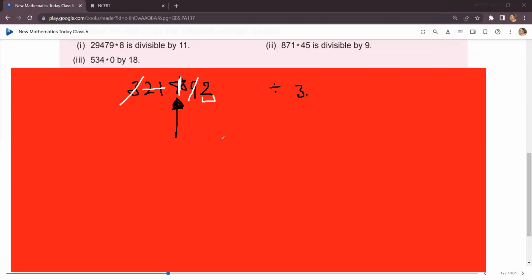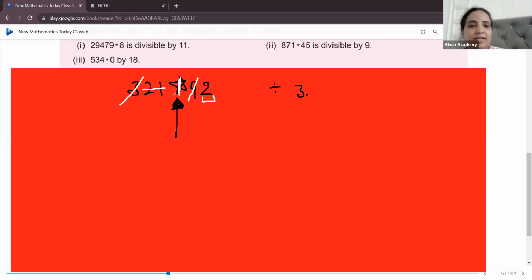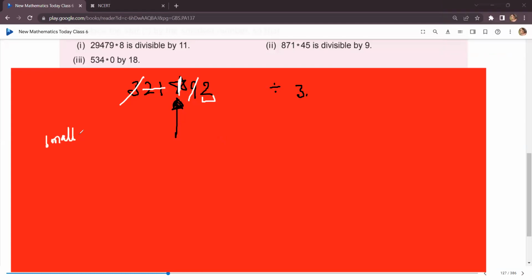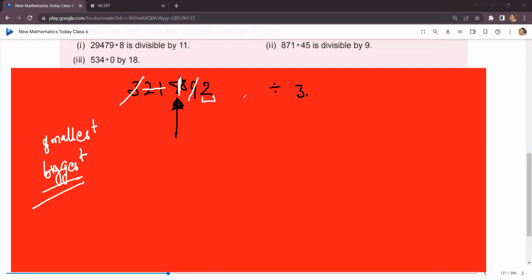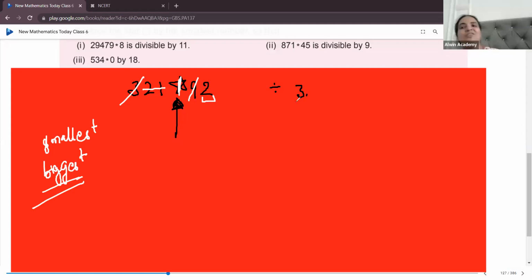But beta Nishad, tell me, the answer for the star is 1. If I ask you what is the smallest digit that should replace this star? Right? But if I ask you for the biggest number that should replace this star, 9. So that number is divisible by 3.